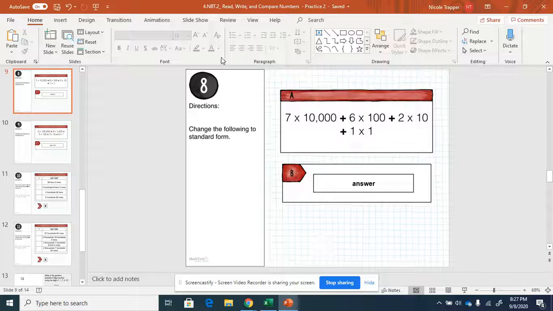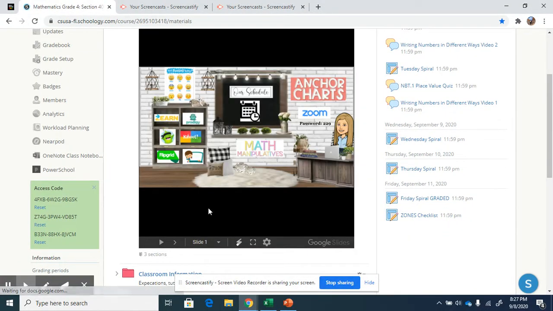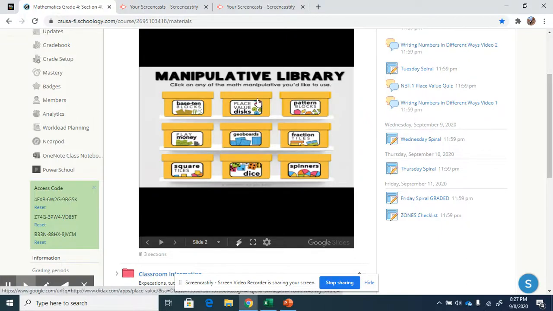We will continue our learning on read, write, and compare numbers by completing number 8. This number is an expanded notation, and we have to change it into standard form. To help me, I'm going to go onto our math page and click on our Bitmoji Classroom, then click on Math Manipulatives, then click on Place Value Disks.